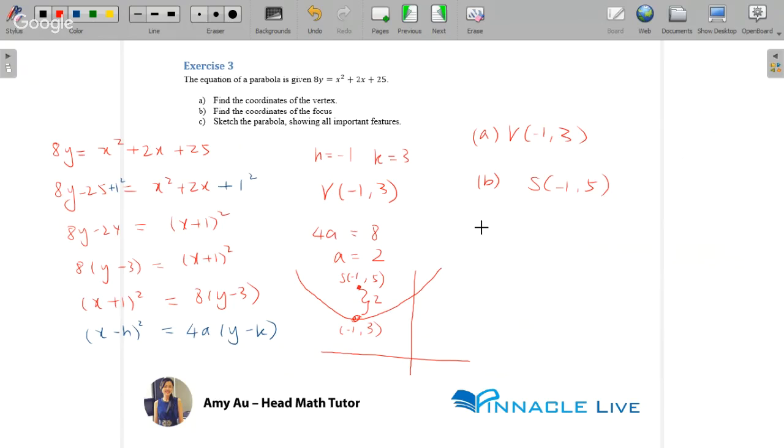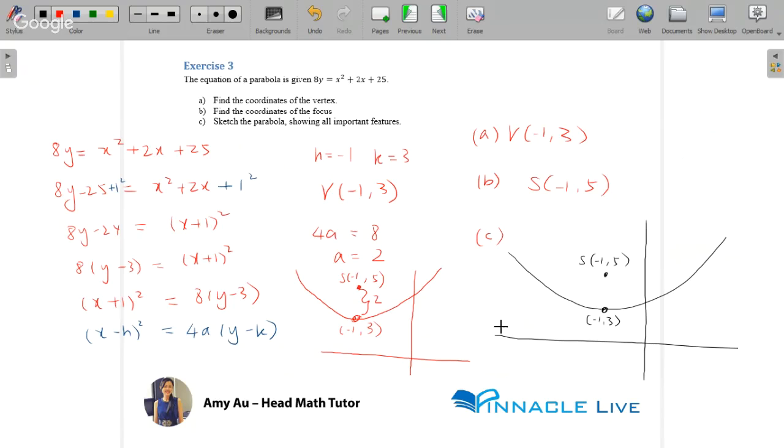Okay, I kind of done the sketch already, but I'll sketch it properly on this side, and I'll also draw in the directrix as well. Okay, so that's, let's say, minus 1, 3, not very much to scale, but you get the point. Minus 1, 5 is the focus, and then the directrix should be 2 units below that because the focal length is 2, so y equals 1 is where the directrix is going to be. All right, so that's more or less it.